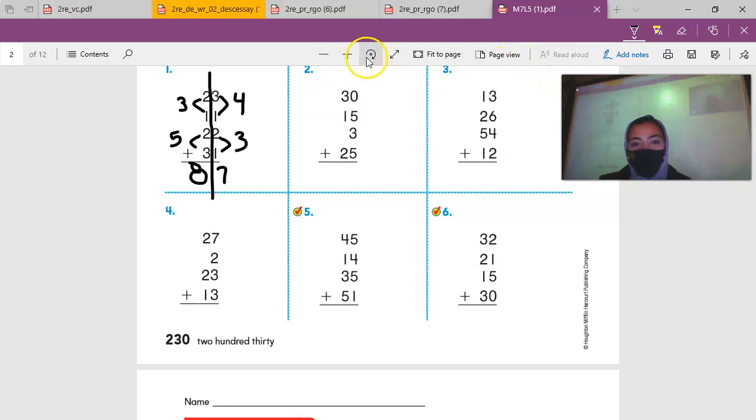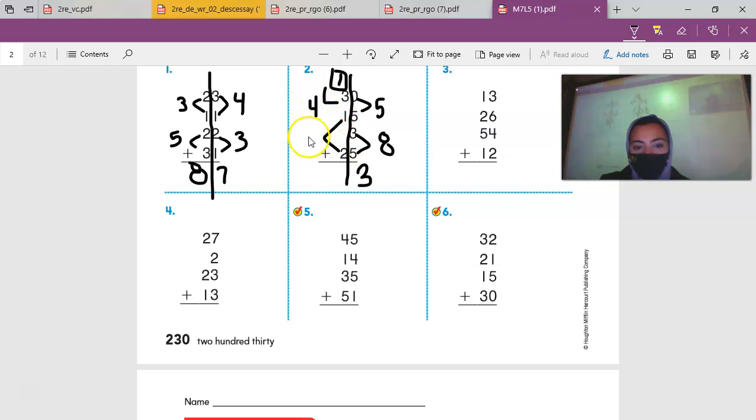We're not there yet. All right, let's look at number 2. Draw the division line. 0 plus 5 is 5. 3 plus 5 is 8. Good, y'all are getting good at this. Now 8 plus 5 is 13. 1 goes in the 10's place, and 3 stays in the 1's place. Now 1 plus 3 is 4, and 1 plus 2 is 3. And 4 plus 3 is 7. What's your answer? 73.